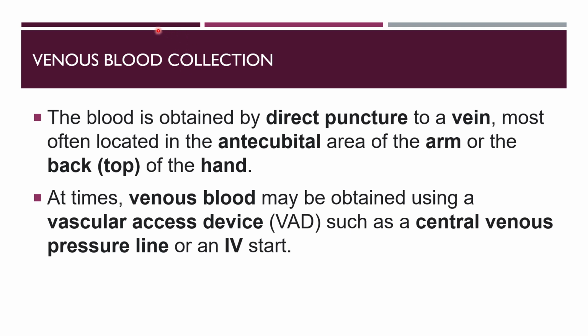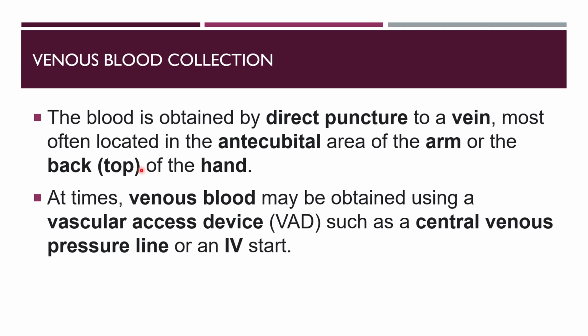When we talk about venous blood collection, it is the most used technique for all laboratory technicians. Usually they take this blood for various purposes. In this, they directly puncture the vein, most often located at the antecubital fossa area of the arm. In the next upcoming slide, I will show you which location is called the antecubital fossa, located in the arm. Also, this kind of sample can be taken from the back side of the hand, or we can say the back top of the hand.